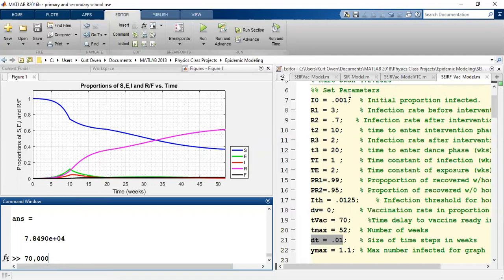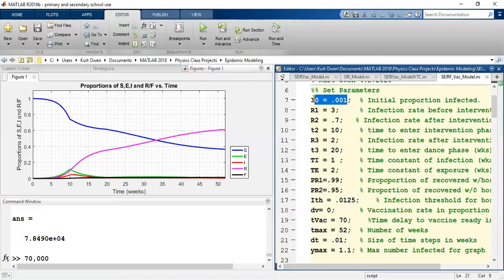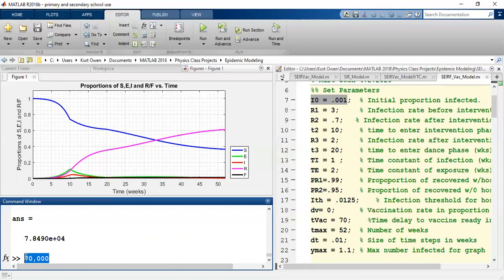And I believe that the first fault lies in this initial proportion infected, right? So if we assume the initial proportion is 0.001, and we were to multiply that by the 9 million people in New Jersey, we would end up with 9,000 people initially infected, all right?